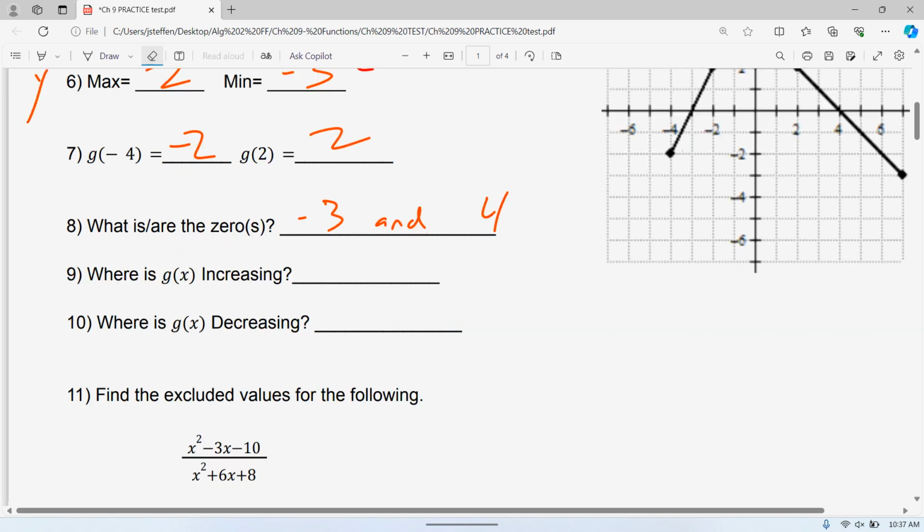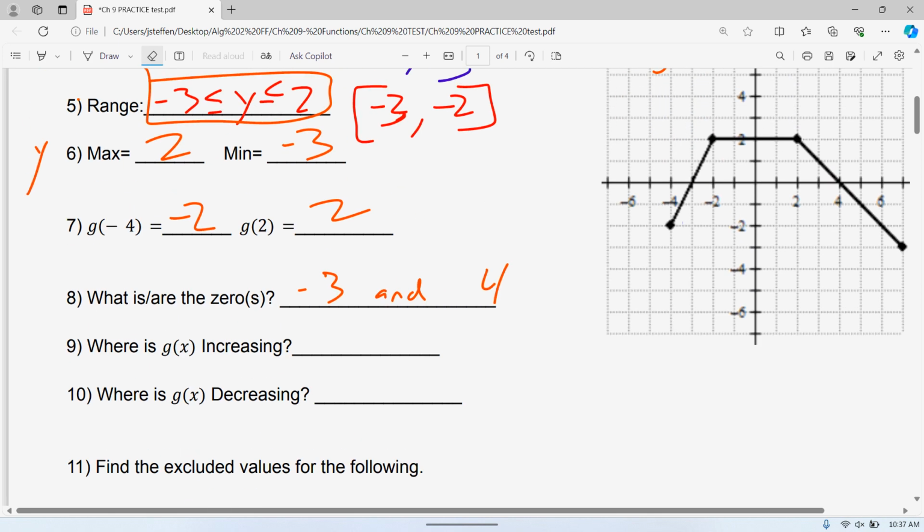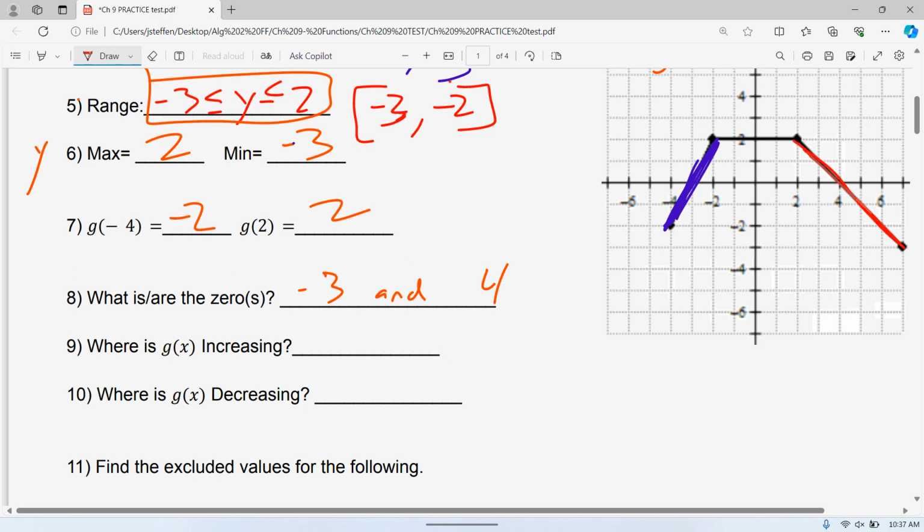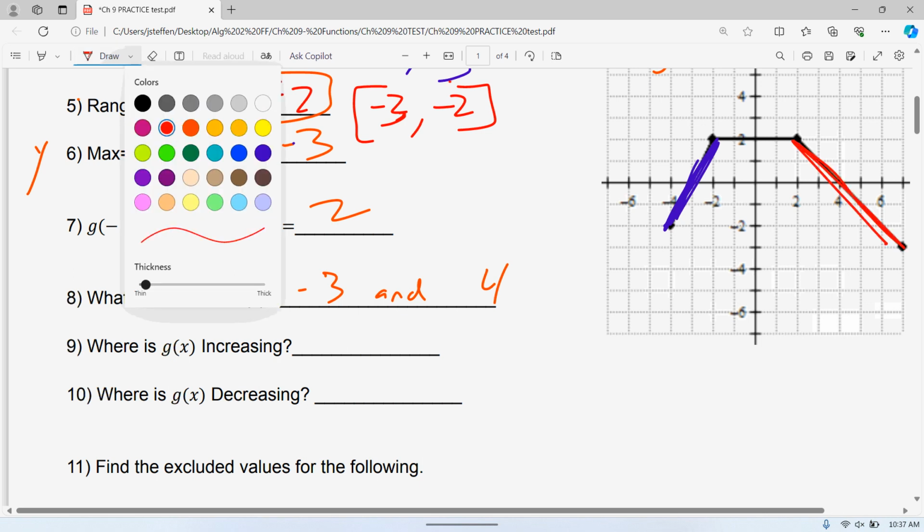And just like the last one, except for now we're not circling, where is it increasing, where is it decreasing? Again, we're going left to right. So right here, it is increasing as you go from left to right. And then over here, it is decreasing. So what are those intervals?